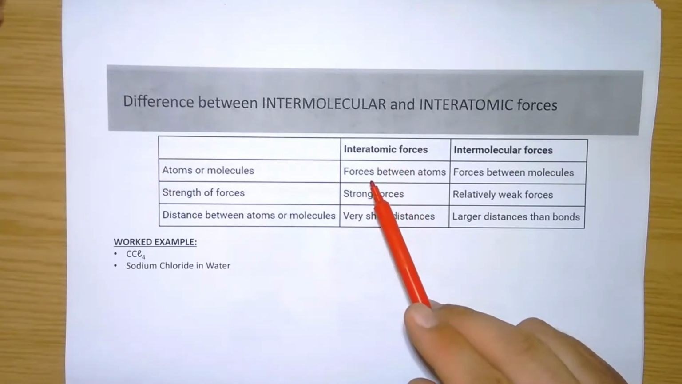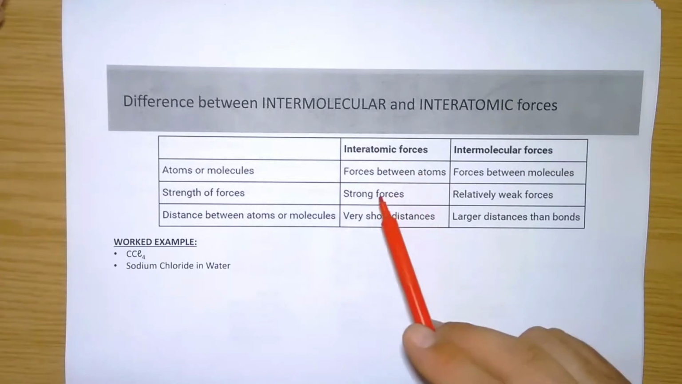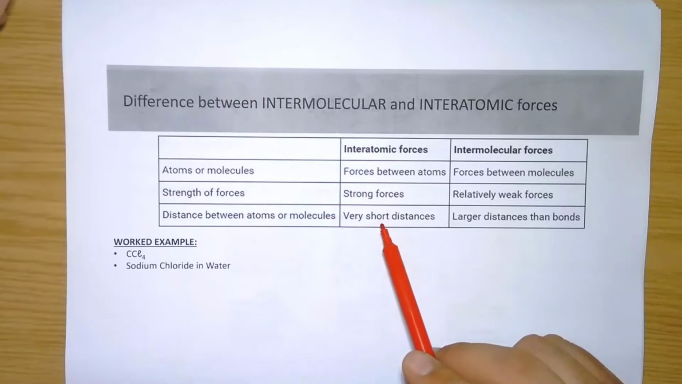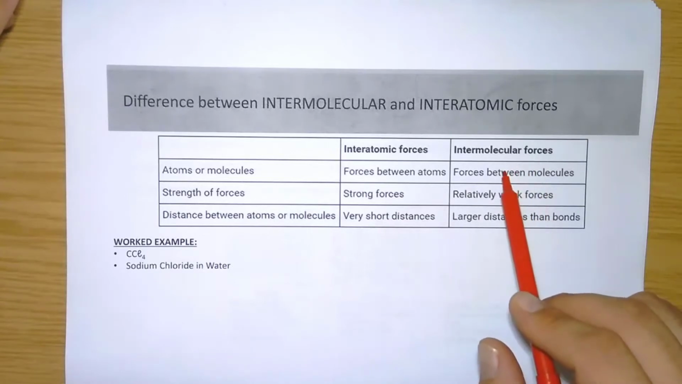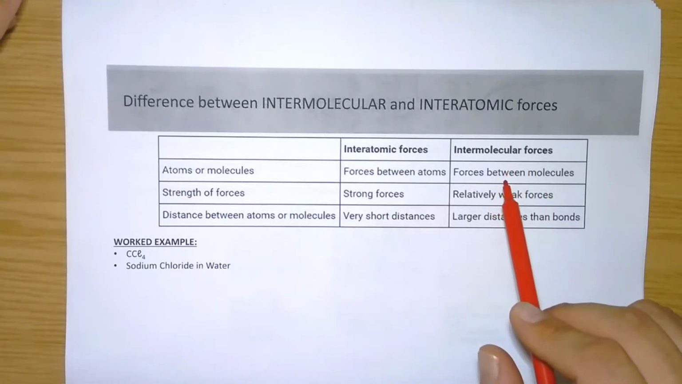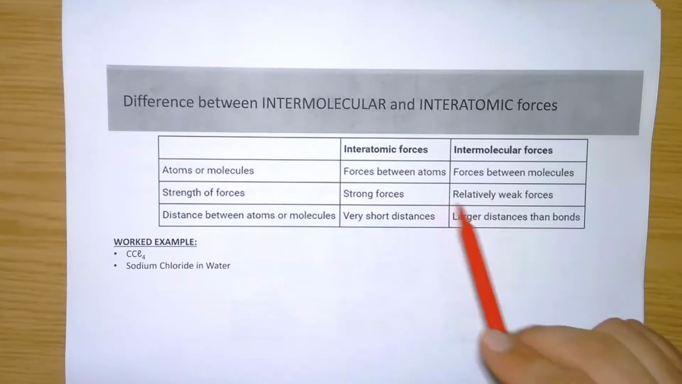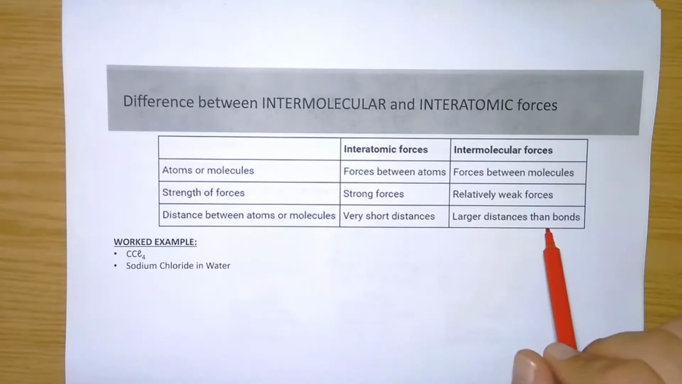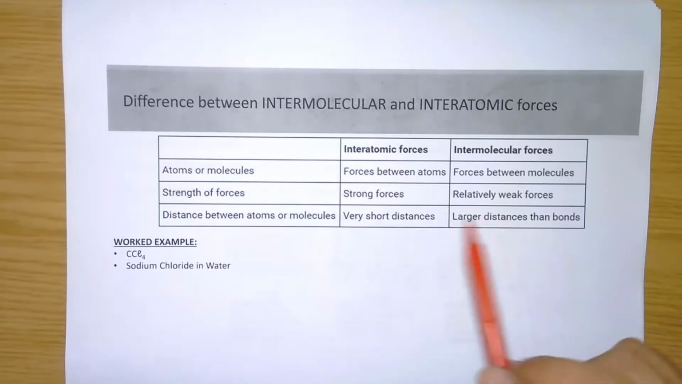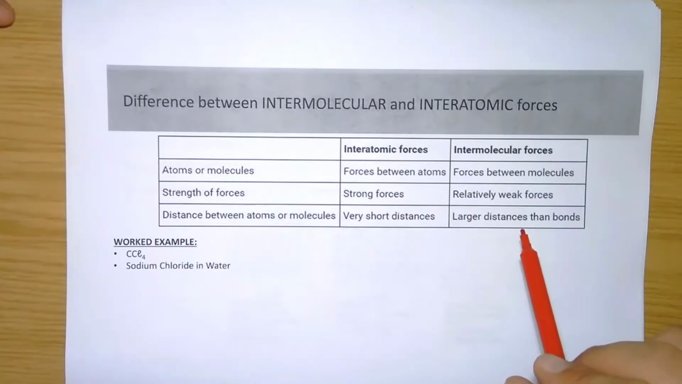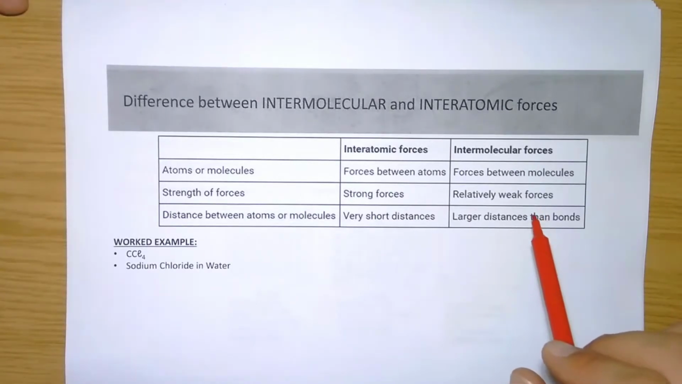So, it is the force between atoms. It's an incredibly strong force. And then there's a very, very short distance between these two atoms actually bonding to each other. Intermolecular forces, on the other hand, are the forces between molecules. They are relatively weak compared to interatomic, and they have a much larger distance than, for instance, the bonds found in interatomic. Also, intermolecular forces, for instance, in a solid are stronger than in a liquid. We even do find intermolecular forces between gas particles.